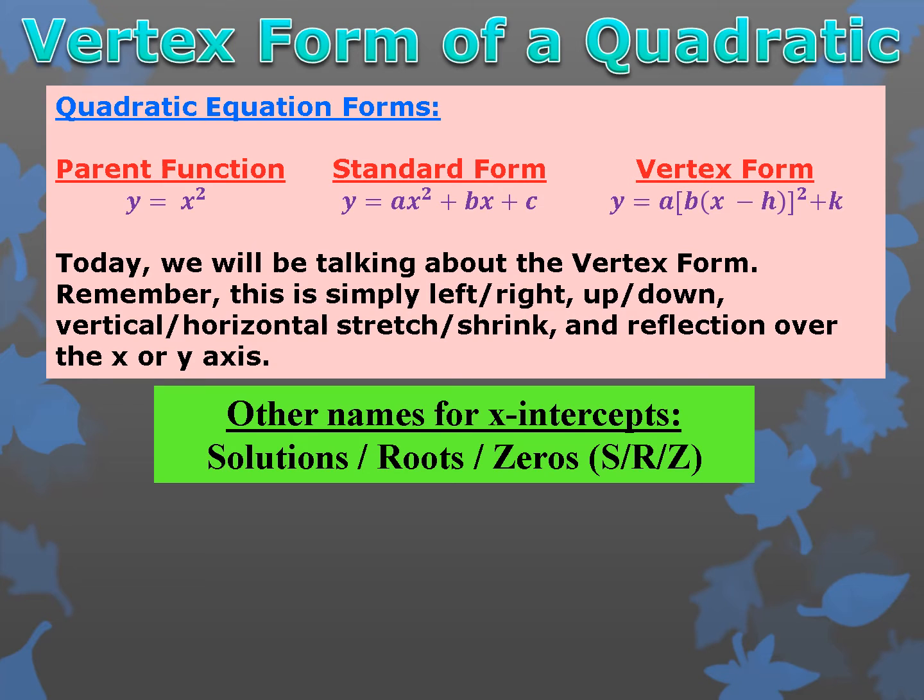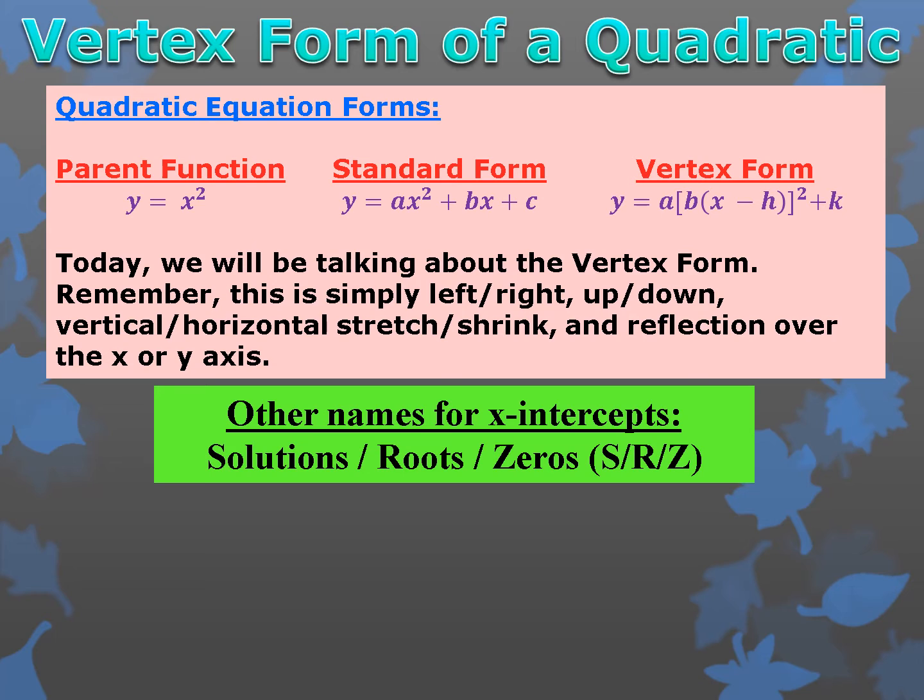Okay, so there are three forms of the quadratic equation. The first form, that's the easy one. That's the parent function. That's what we studied back on 3.1. There's standard form, y equals ax squared plus bx plus c. Probably looks familiar from doing the quadratic formula.